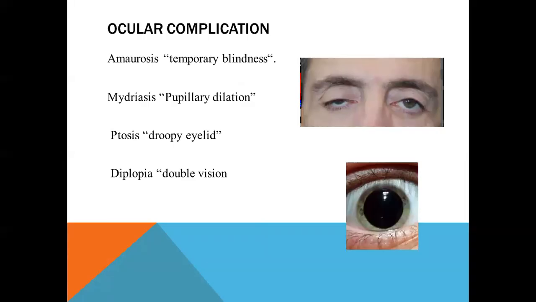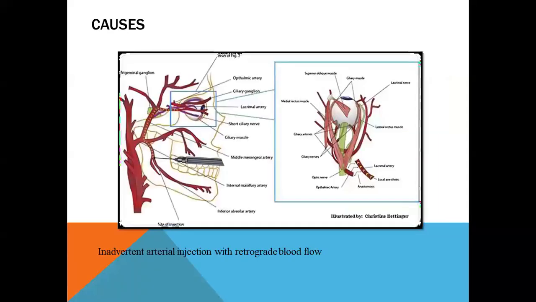Coming to the ocular complications. The ocular complications are temporary blindness, mydriasis, which is nothing but pupillary dilatation, and this picture shows the pupillary dilatation, ptosis, droopy eyelids, and diplopia, double vision, can occur.